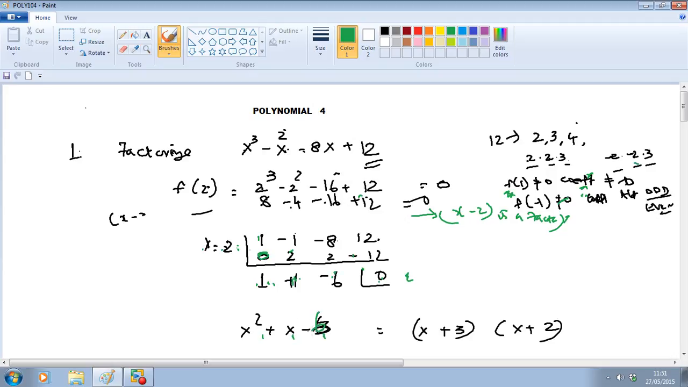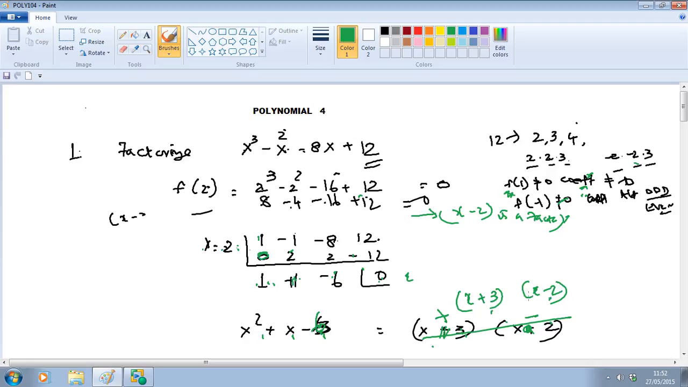So minus 6, we can take as minus 3 plus 2. Oh, this is not correct, this cannot be both plus. This is x minus 3 and x plus 2. Now minus 3x plus 2x, oh, this is minus x you are getting, so it should be plus 3 and minus 2. So the answer is x plus 3 multiplied by x minus 2.